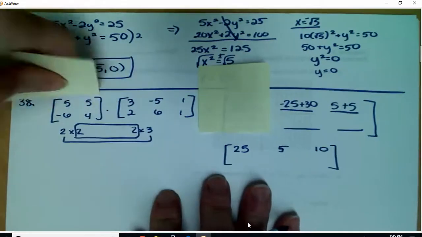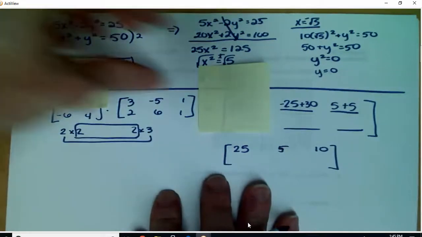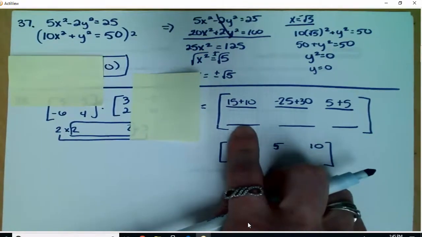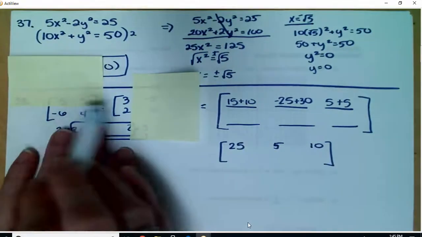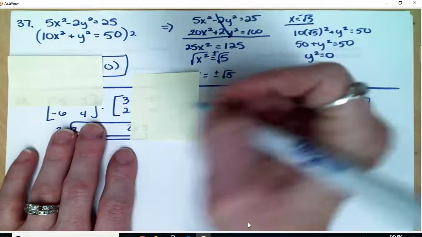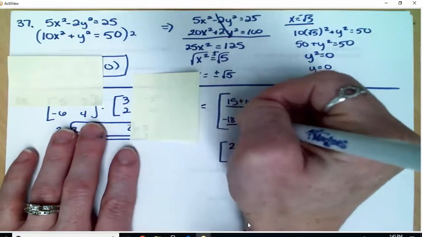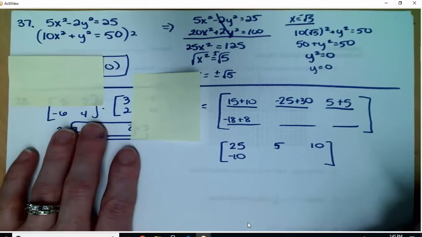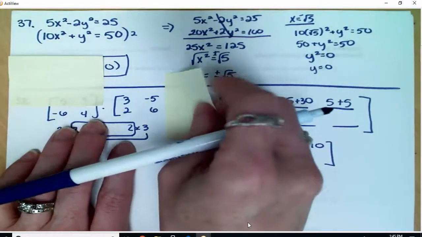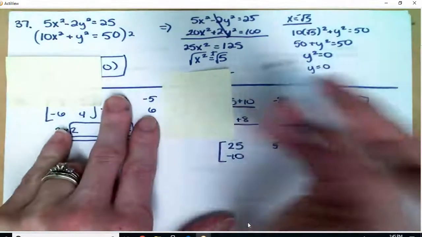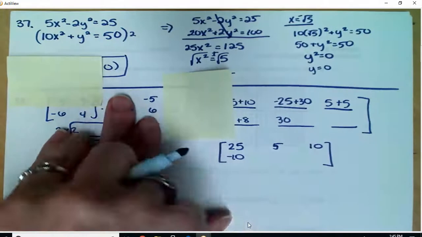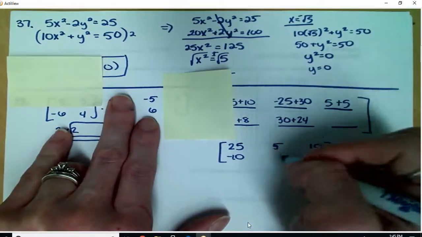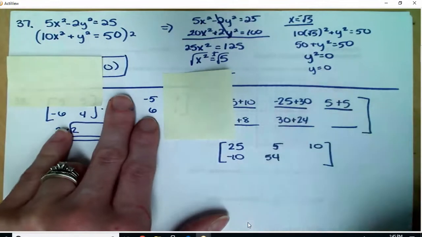Now, we're going to move on to row 2. Row 2, column 1. So -6 times 3 is -18. 4 times 2 is 8. We get -10. Second row, -6 times -5 is +30. 4 times 6 is 24. Add those, 54.